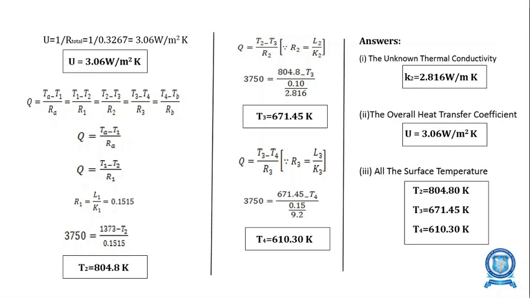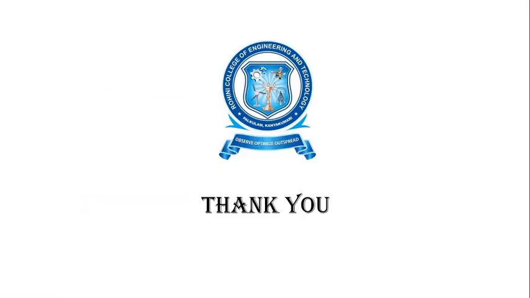Hence here we have given the conclusions. The unknown thermal conductivity, that is k2 of the middle layer, we found to be 2.816 watts per meter Kelvin. The overall heat transfer coefficient, capital U, is equal to 3.06 watts per meter square Kelvin, and for all the surface temperatures, the T1 value is given in the problem directly. Hence, we found the value of T2 as 804.8 Kelvin, T3 as 671.45 Kelvin, and T4, the outside surface temperature, is equal to 610.3 Kelvin. Thank you.